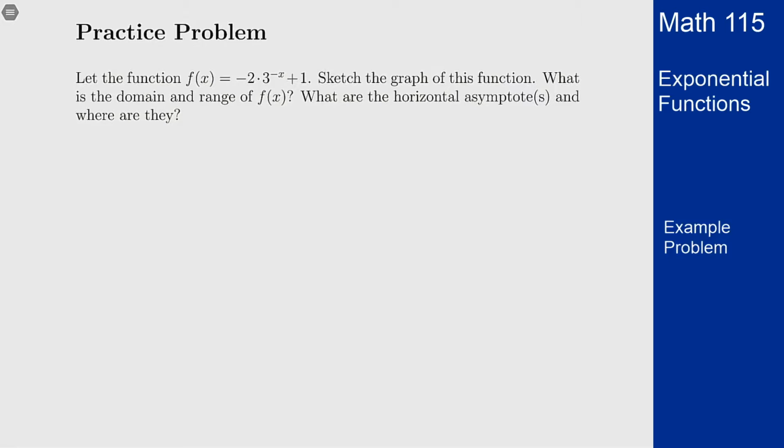For this example, we want to consider the function f of x is negative 2 times 3 to the minus x, plus 1. We want to sketch its graph, figure out the domain and the range, and then look at the horizontal asymptotes and where they are for this function.